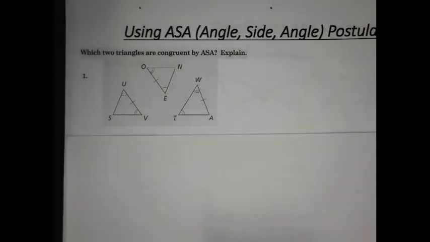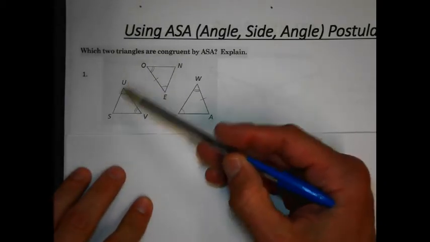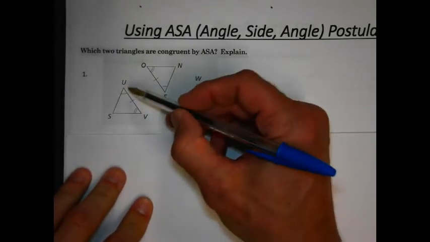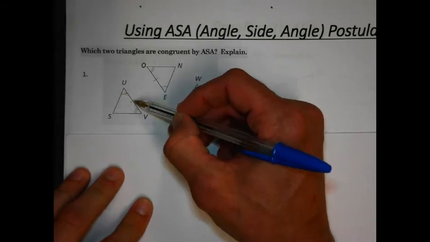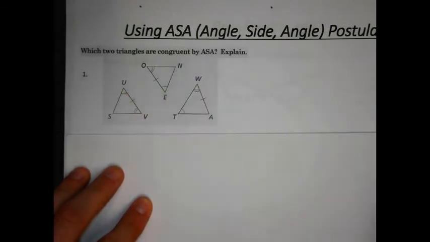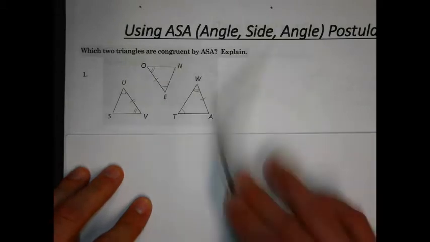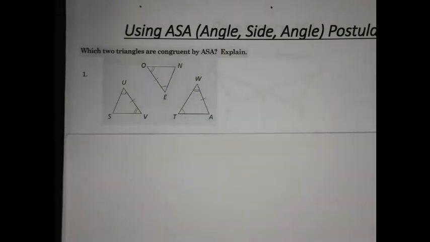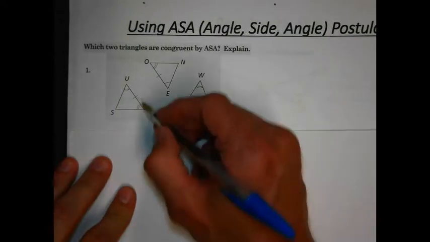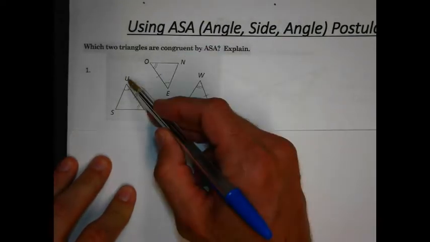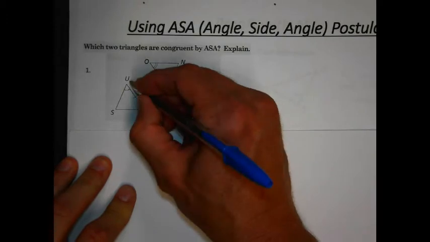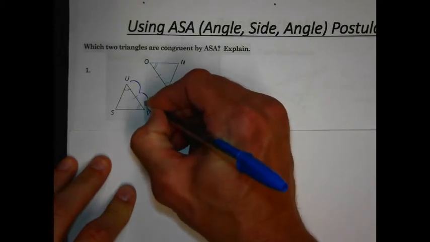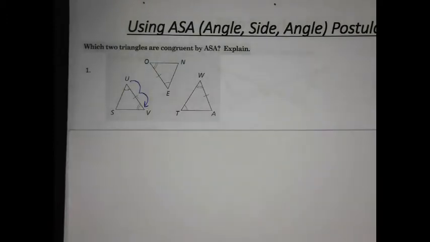If I look at the first triangle, USV, I see one arc angle, a one tick side, and a two arc angle. That's the same thing going on in the other triangles: one arc, one tick, two arcs. So which two are congruent by angle, side, angle? I have to look for two triangles that have angle, side, angle, and remember, the side is included. Triangle USV has angle, side, angle, so we have to find another triangle that fits that description.